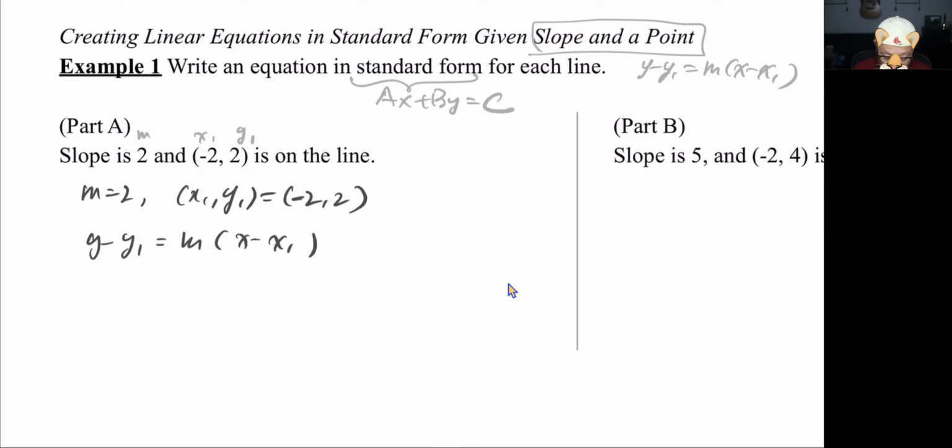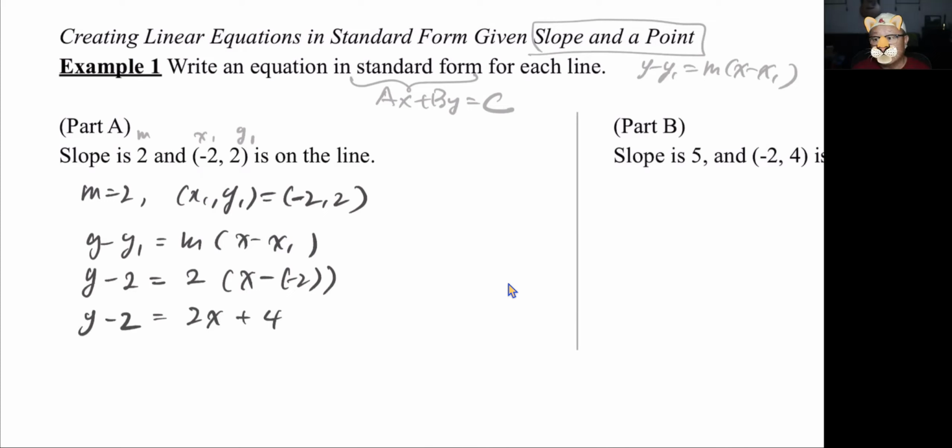And then you plug in the values. My y1 is 2. My m is 2. My x1 is negative 2, which makes it positive 2, right? So we're going to distribute the 2 to both sides like this, right? Then we end up with 2x. 2 times plus 2 is 4. Now, I just have to put all the x and y on the same side. This is really up to you, but I generally prefer to have 2x on one side of the equation.